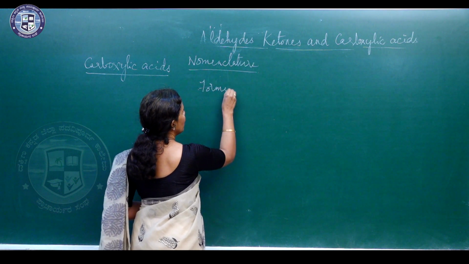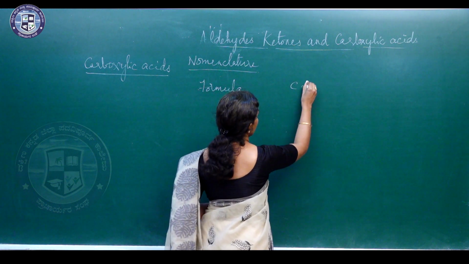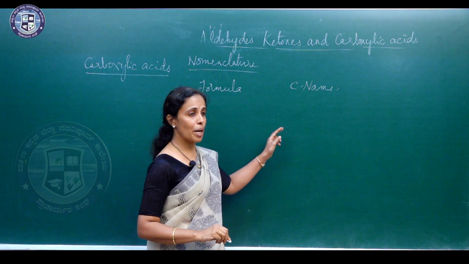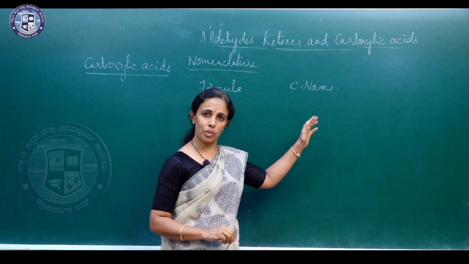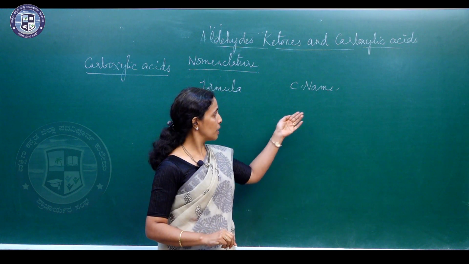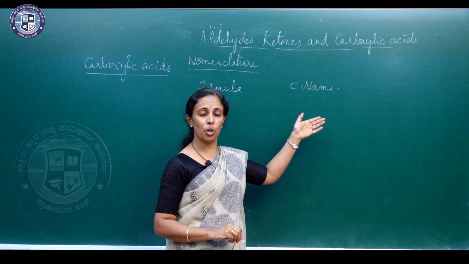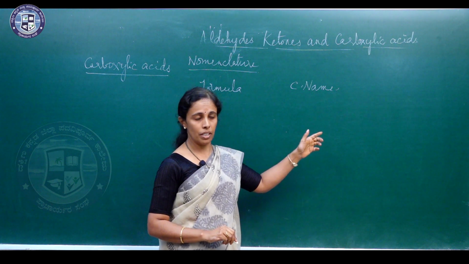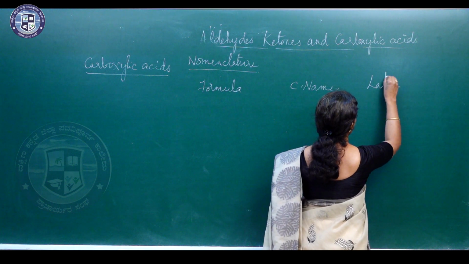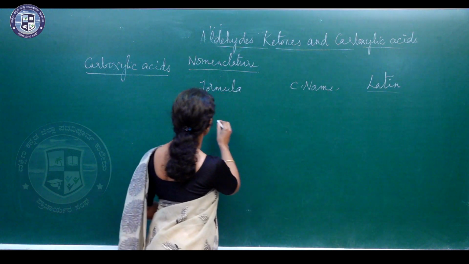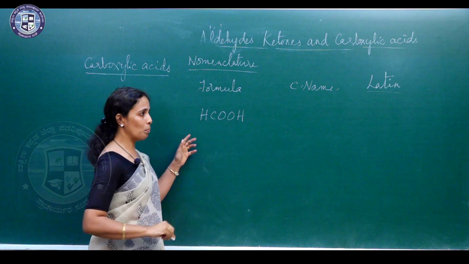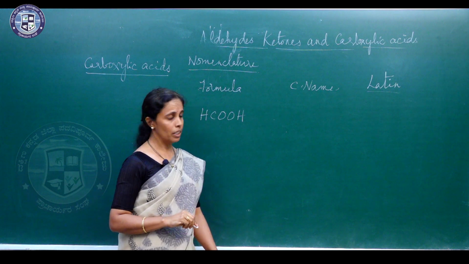We will take the formula of the compound and write the common name. These common names are derived from the natural source from which the compound is obtained. Either the Latin name or the Greek name is taken, and we end the common name with "ic acid". First we will study a few of the important carboxylic compounds and their common names.